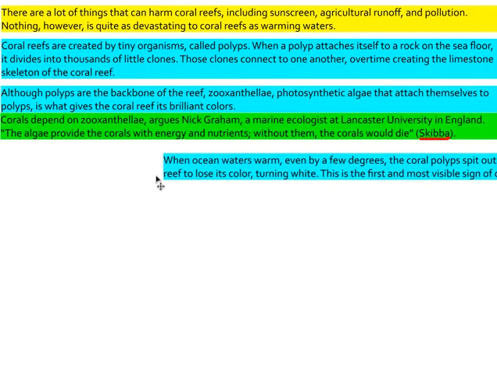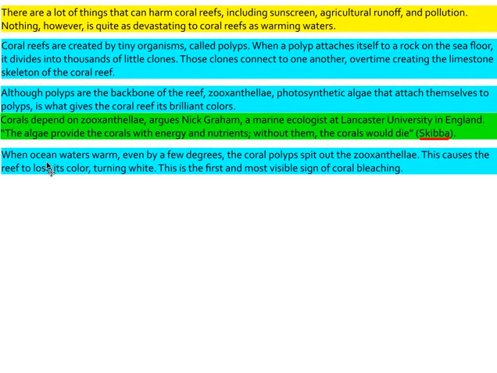So now I'm going to come back to some elaboration. My explanation in my own words. When ocean waters warm, even by a few degrees, the coral polyps spit out the zooxanthellae. This causes the reef to lose its color, turning white. This is the first and most visible sign of coral bleaching.